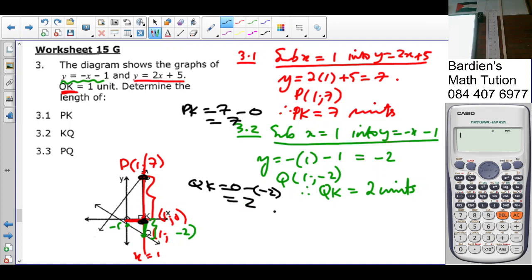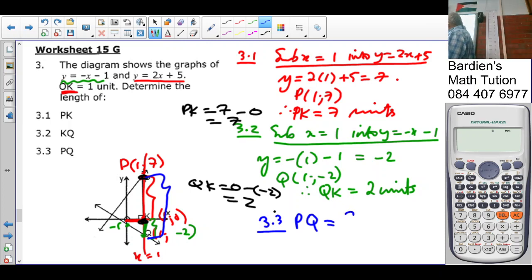You see that? The same line. Okay. We're going to 3.3. They want to know the length of PQ, which is the whole length here. So PQ, what would that length be? 7 plus 2, which is 9.